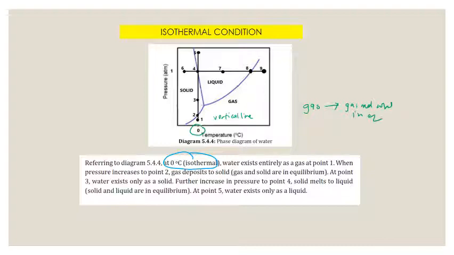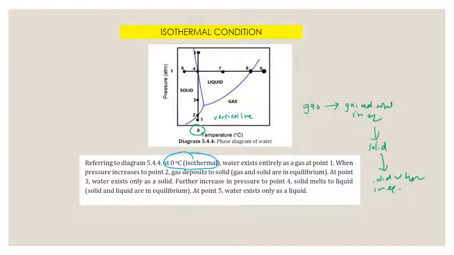Okay, so at point 3 kita ubah lagi pressure, and then point 3 kita akan masuk kepada region solid sahaja, di mana sekarang ini water tu dah jadi ice only, and then kita increasekan lagi pressure to 0.4. Okay, and then kita akan sentuh melting line, di mana kat sini solid and liquid in equilibrium.